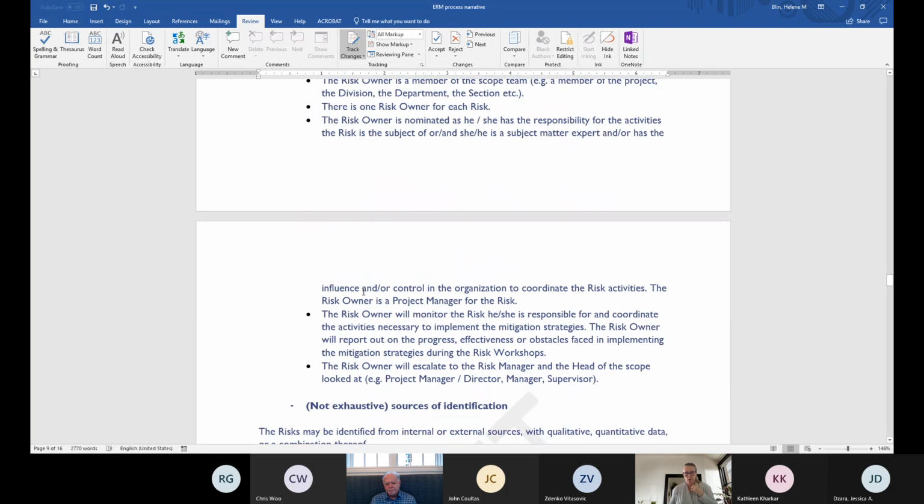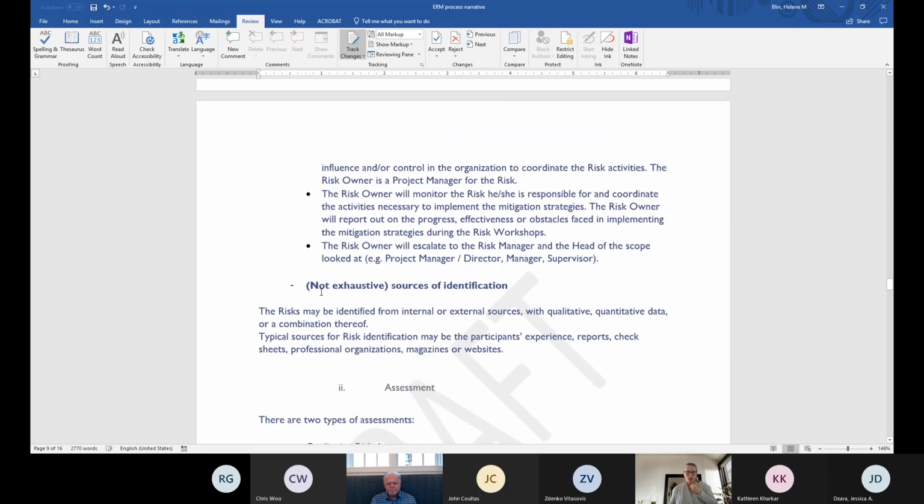I'm not going to read every line, but that's basically what it says here. Here also I have put a little note saying not exhaustive source of identification. Where do you identify your risk from? Of course, from your experience, internal, external sources, quantitative data, or a combination of that. Typical sources could also be the participant experience, some reports, check sheets, professional organizations, magazines, websites, you name it.